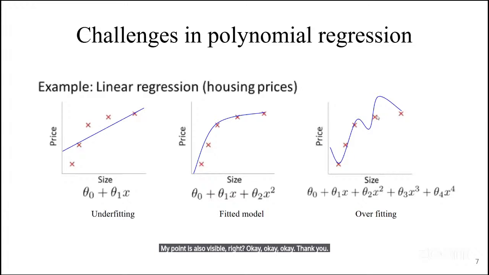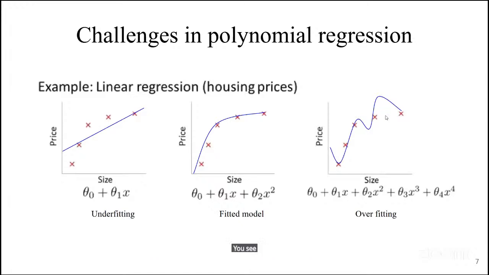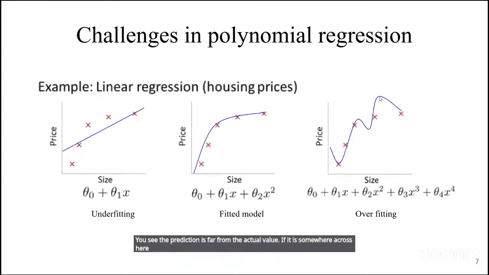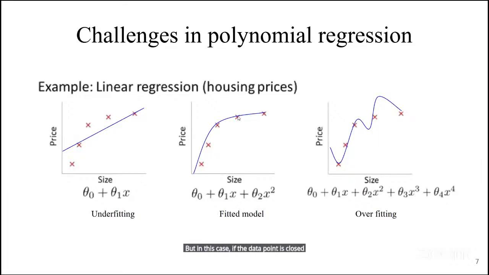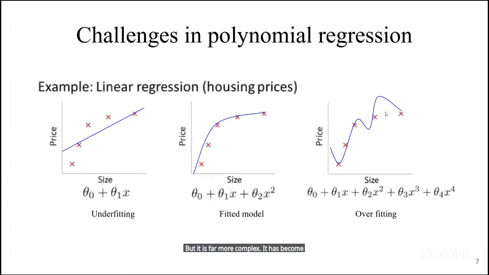So there is another data point in between, say your data point is somewhere in between, you see the prediction is far from the actual value. If it is somewhere across here, it becomes very far. But in this case, if the data point is close in between, it is still able to better explain. So the point is that even though this model fits the data set, it is far more complex. The complexity of the model has increased significantly compared to this model.